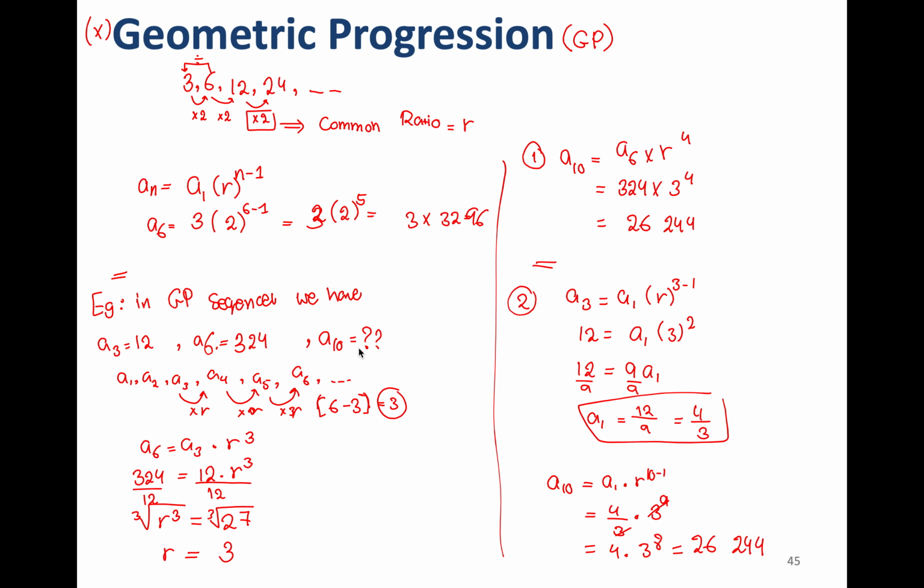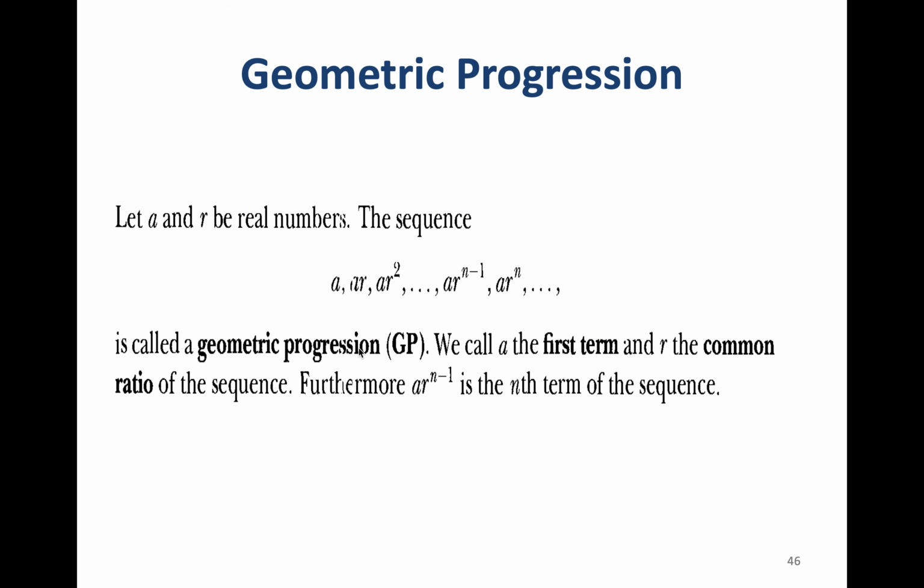So the geometric progression is basically the sequence A, AR, AR to the power 2, till AR to the power n minus 1, till AR to the power n, where A and R are real numbers. Geometric progression: A is the first term, R is the common ratio, and we have the nth term. The rule of the nth term is A multiplied by R to the power n minus 1.